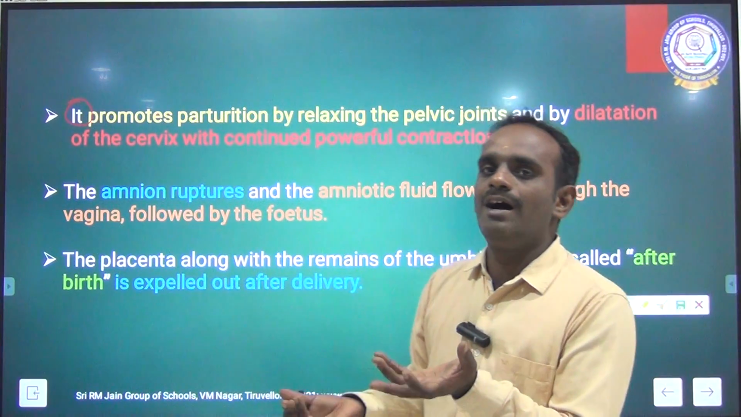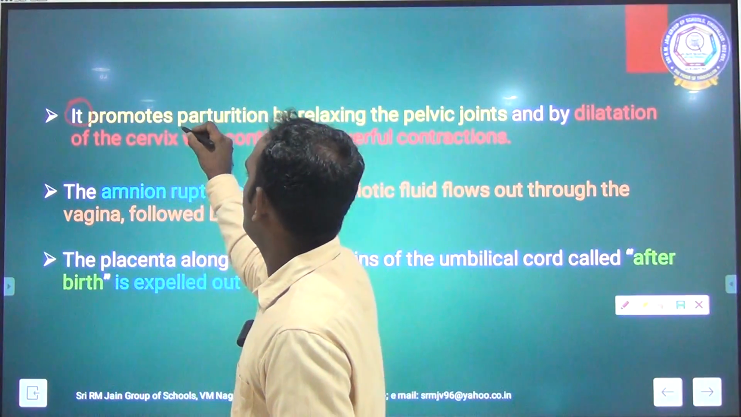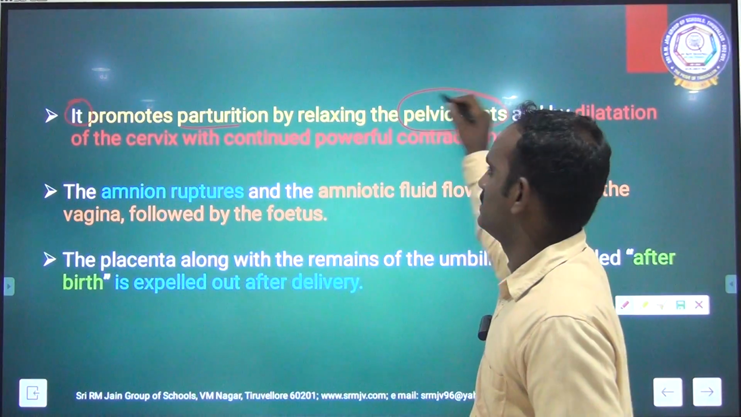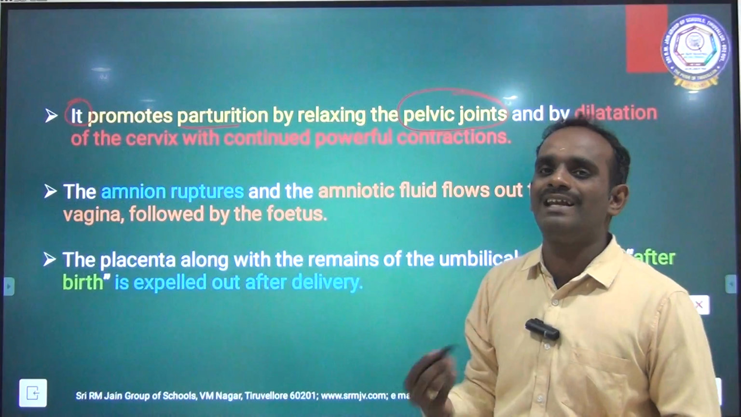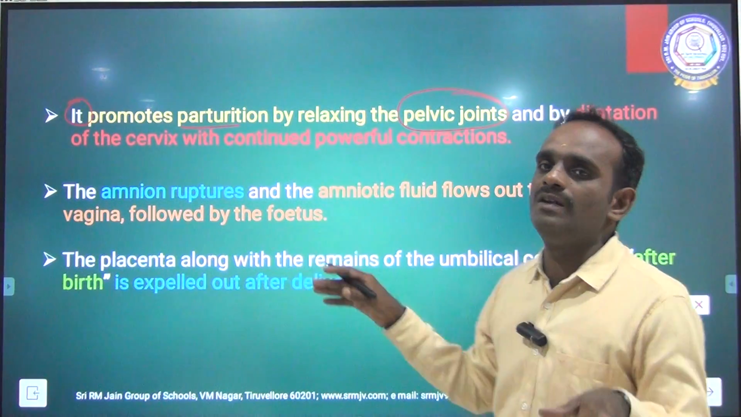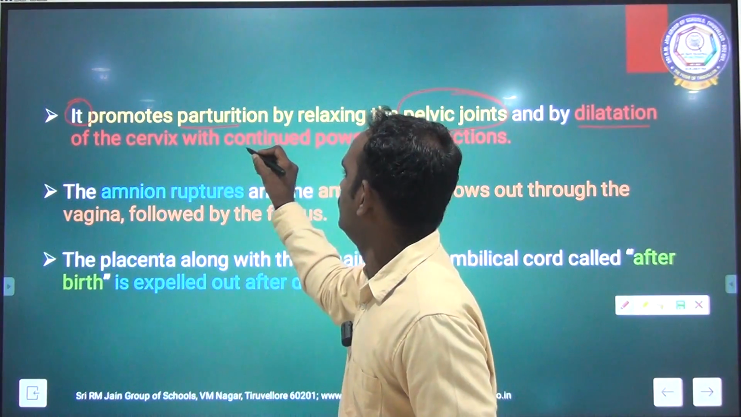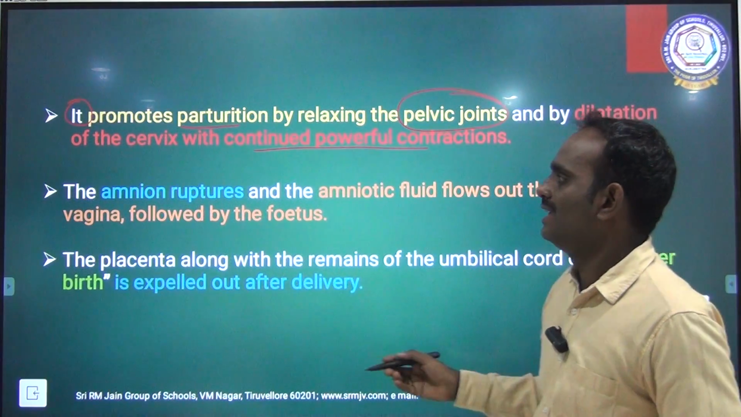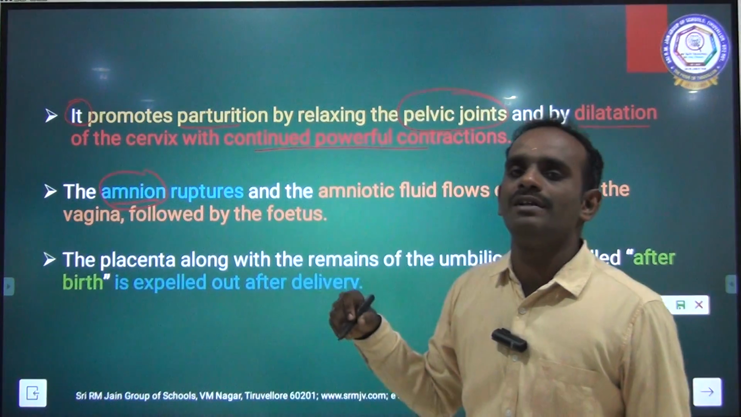Corpus luteum also secretes the hormone called relaxin. This hormone relaxin promotes parturition by relaxing the pelvic joints. So by the action of the hormone relaxin, the pelvic joints of the female are relaxed, and also by the dilation of the cervix with continued powerful contractions. Then the amnion is nothing but extra embryonic tissue.